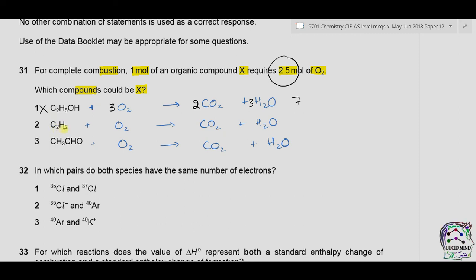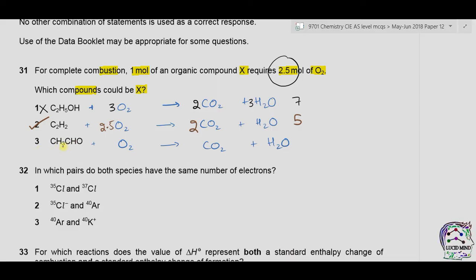Similarly in the second one we have 2 carbon atoms, so we can balance by using 2 with CO2. 2 hydrogen atoms are present, it is already balanced. Now the number of oxygen atoms is 4 plus 1, 5 in the product. Now we can write 2.5 with oxygen to make it 5. So as 2.5 moles of oxygen is required, therefore 2 is correct.